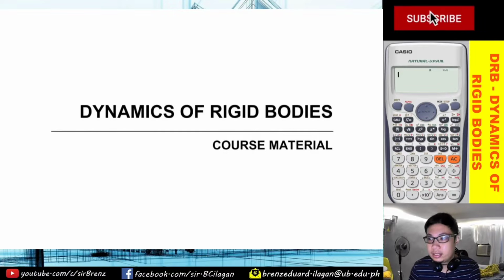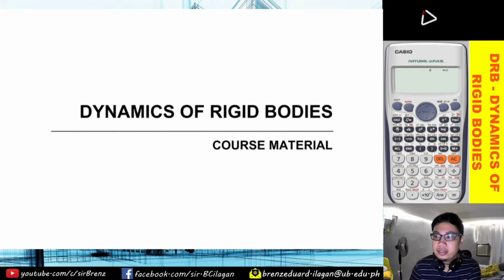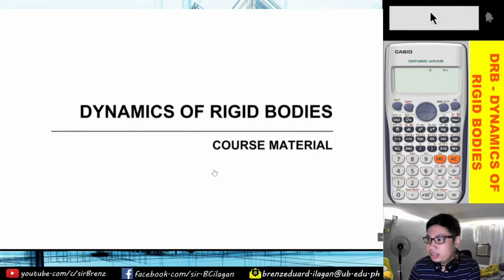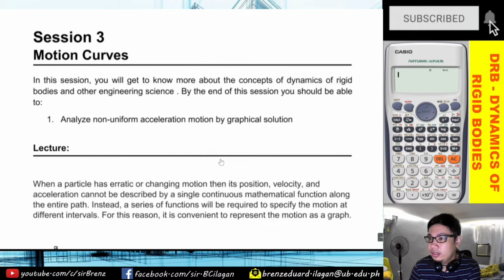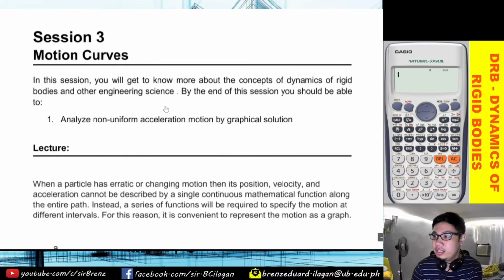Okay, so next topic natin under the dynamics of rigid bodies is yung tinatawag nating motion curve or yung motion diagram. So again, just like what I've told you last time, same application lang din naman siya nung shear and moment diagram. Okay, so let's start. So motion curves. In this session, you will get to know more about the concept of dynamics of rigid bodies and other engineering science.